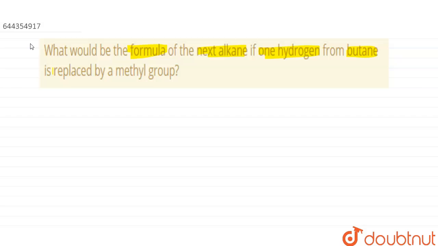Hello everyone, the question is: what would be the formula of the next alkane if one hydrogen from butane is replaced by a methyl group? So let us first write the butane. You know that but- is for 4 carbon atoms.